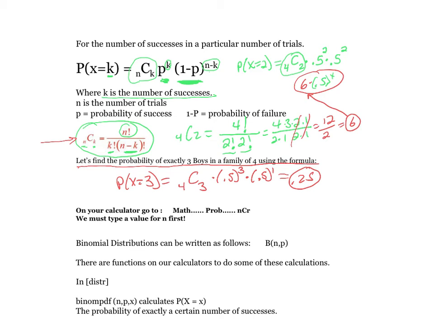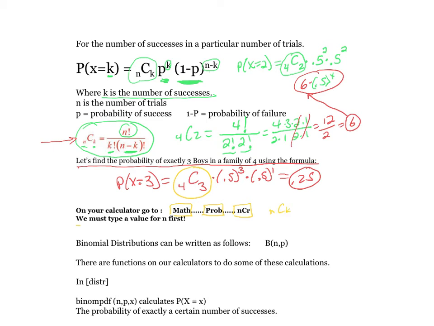Now, this 4C3 command is actually built into your calculators. If you look on your calculator on the left-hand side, there's a math button. You can hit that, and then in that menu across the top, you'll see there's a probability command. Arrow over to that, and then if you arrow down, you'll see this NCR command. This NCR is the same as NCK from above.